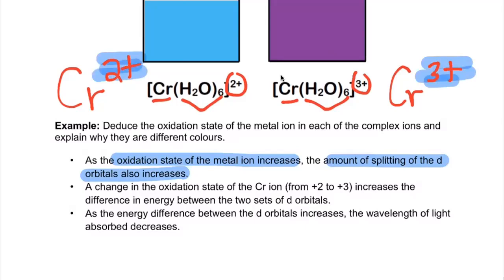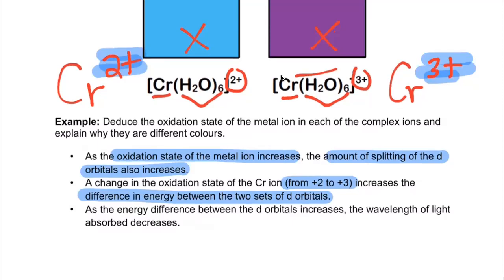And so it says a change in the oxidation state of chromium from 2 to 3 increases the difference in energy. If we think back to our electromagnetic spectrum from topic 2, higher energy is closer to violet, lower energy is closer to red. That shows you why this one looks blue and this one looks more violet, because the wavelength of the light being absorbed decreases. And if the wavelength is decreasing, then we're going to see something with higher energy, meaning more like the violet than the blue.